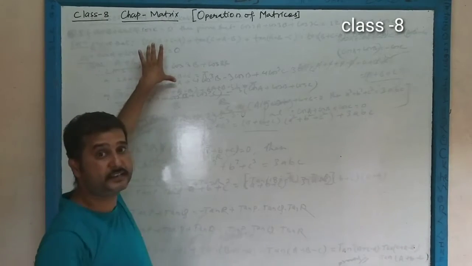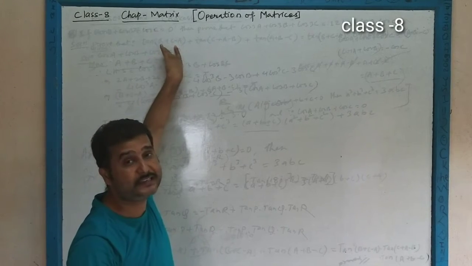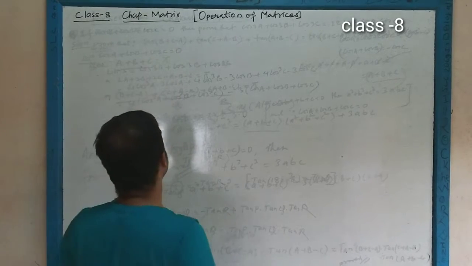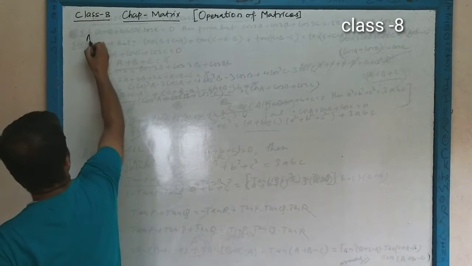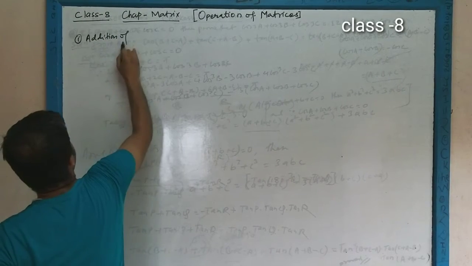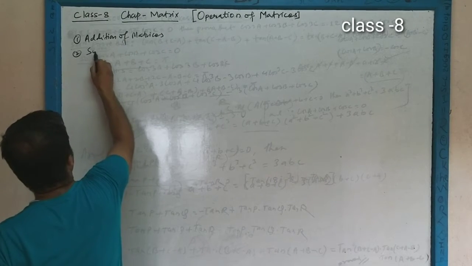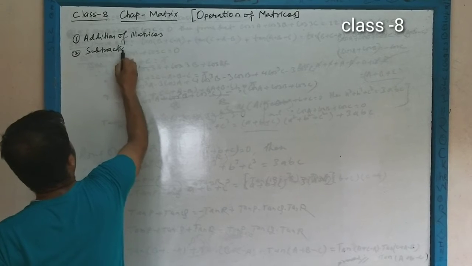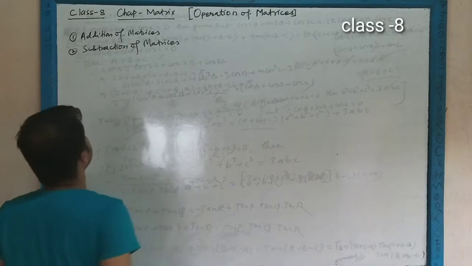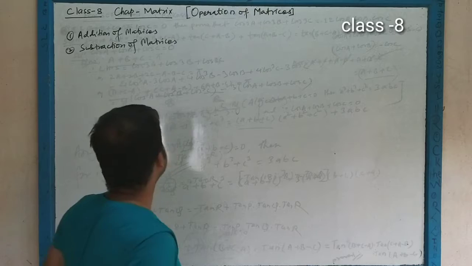Here we will read about the addition of matrices and subtraction of matrices. When can two matrices be added, or when can two matrices be subtracted? Let's go for addition and subtraction. When can two matrices be added? Let's take an example.